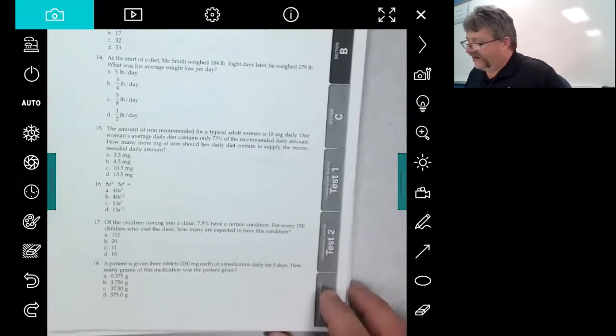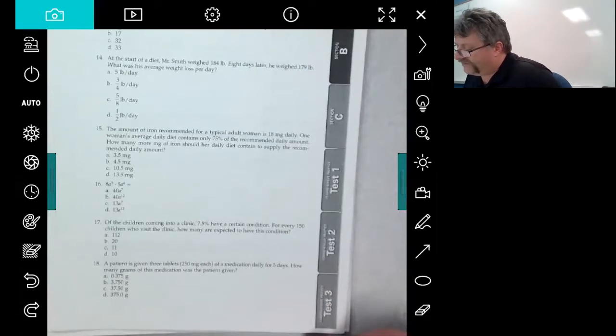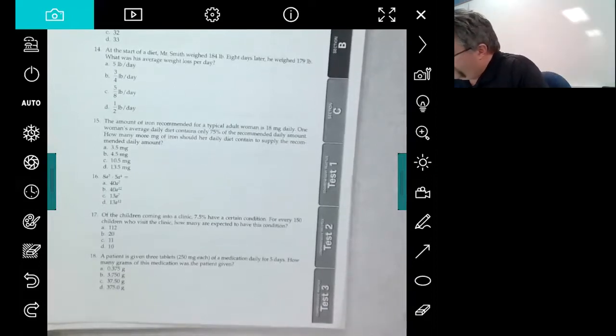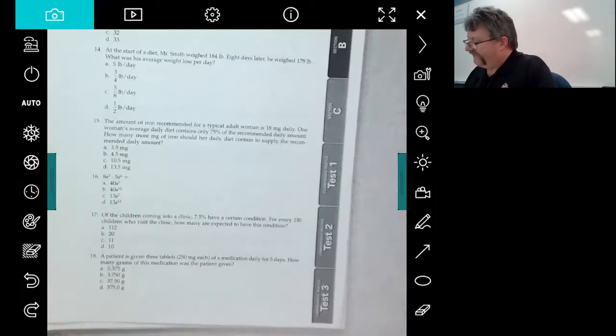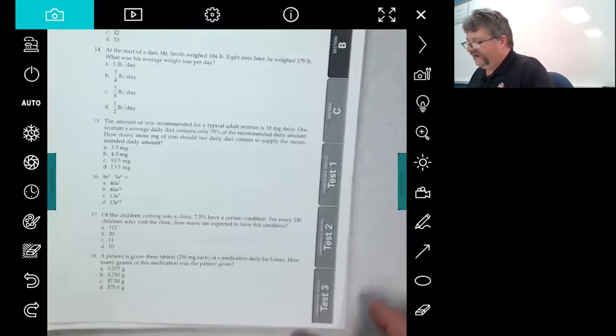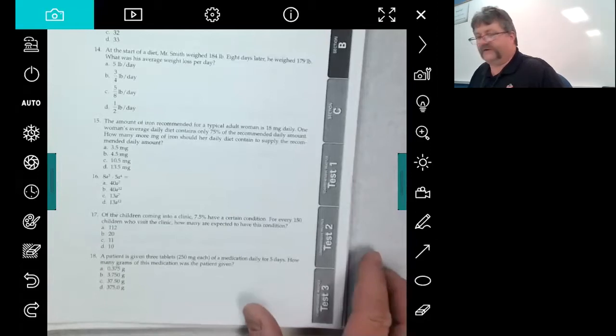Okay, 16, 8a cubed times 5a to the 4th power. 17, of the children coming into a clinic, 7.5% have a certain condition. For every 150 children who visit the clinic, how many are expected to have this condition? 18, a patient is given 3 tablets, 250 milligrams each, of a medication daily for 5 days. How many grams of this medication was the patient given?